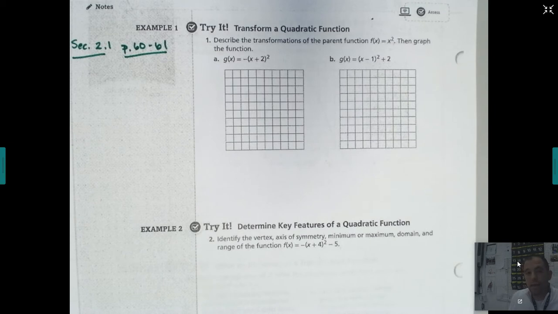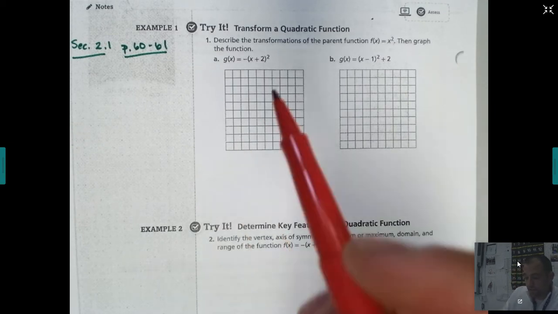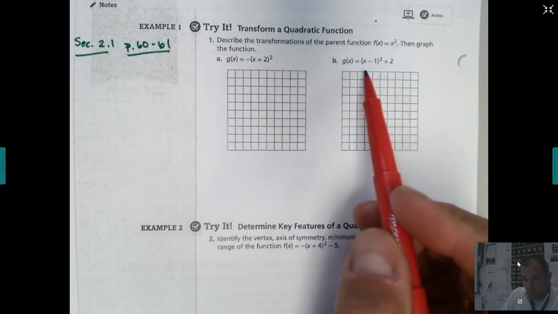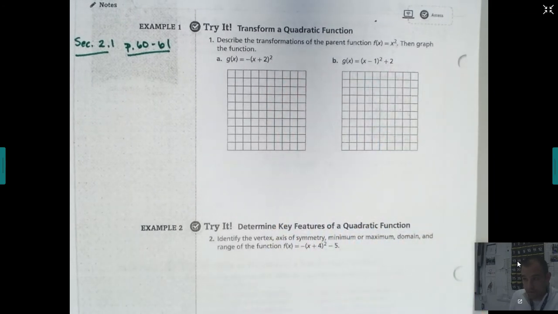All right. So this entire topic deals with quadratics. Basically, everything that we do is going to have a square in it now because a quadratic has an exponent of 2. And all of these graphs are going to be either a U shape or an N shape, which we call a parabola.